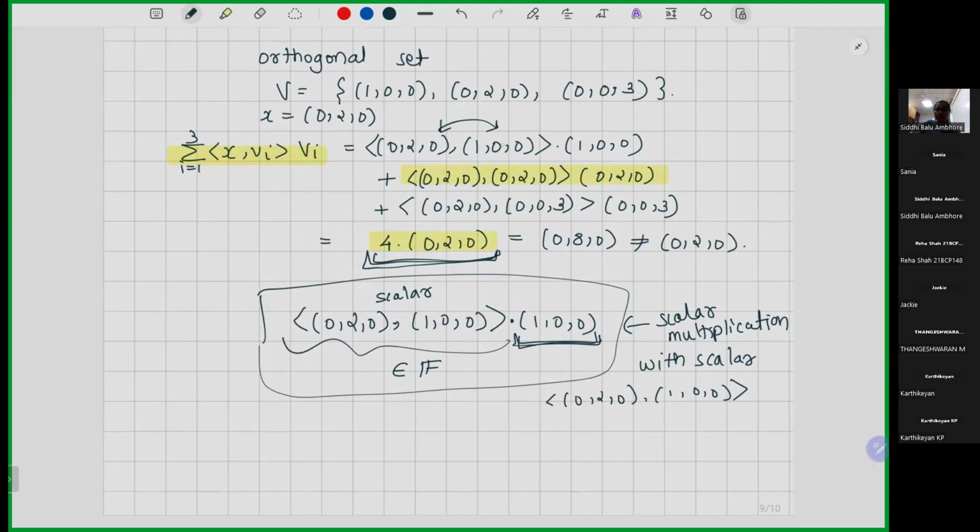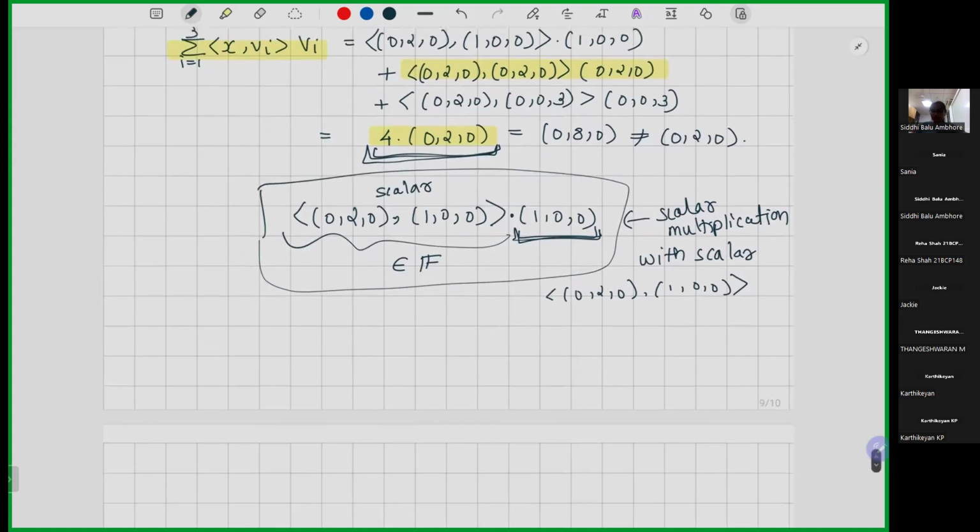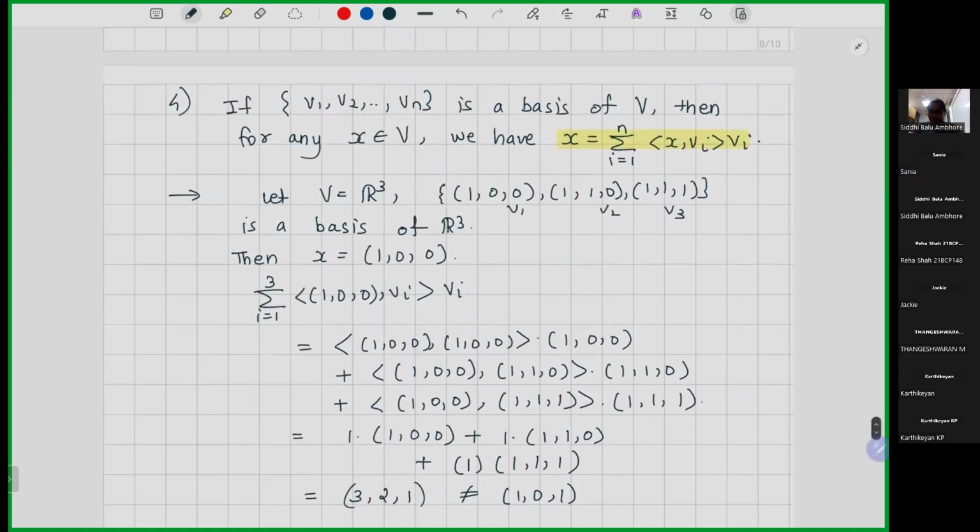Because if we had done this first and then this, it would give us something different, because here the inner product will be 1, and 1 times this thing will be (0, 2, 0). But it's actually 0, the first term. I hope what I'm saying is making sense to you. So I hope it is clear now that this expression holds only when our basis is an orthonormal basis. It does not even hold for an orthogonal basis.